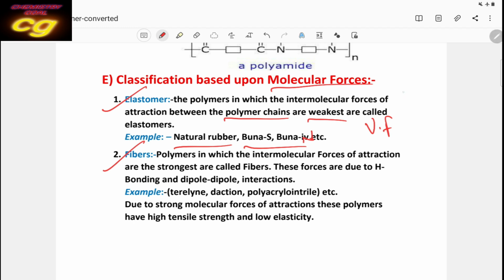Mainly the structure is just like a ring structure, so there is an extension of the ring. So these are called elastomers, having very weak intermolecular force. You have to remember. Then fiber.